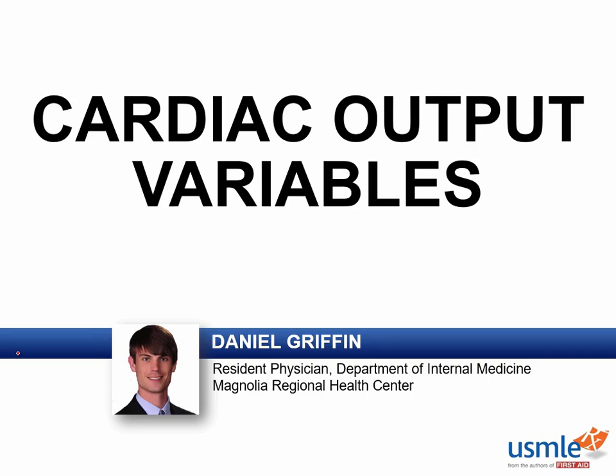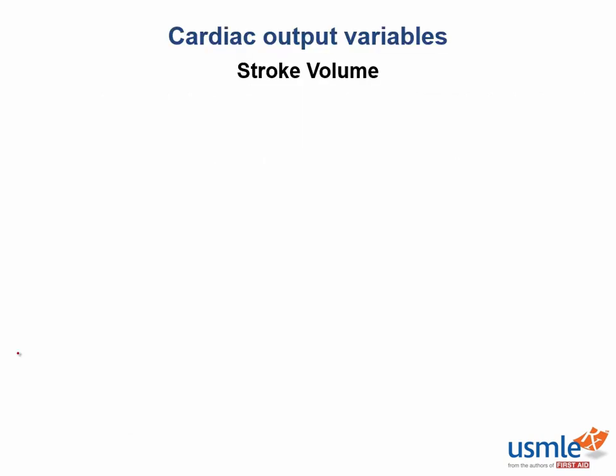Alright, now let's talk about some cardiac output variables. We'll start off here with stroke volume. Now stroke volume is the volume ejected from the left ventricle in a single cardiac cycle.